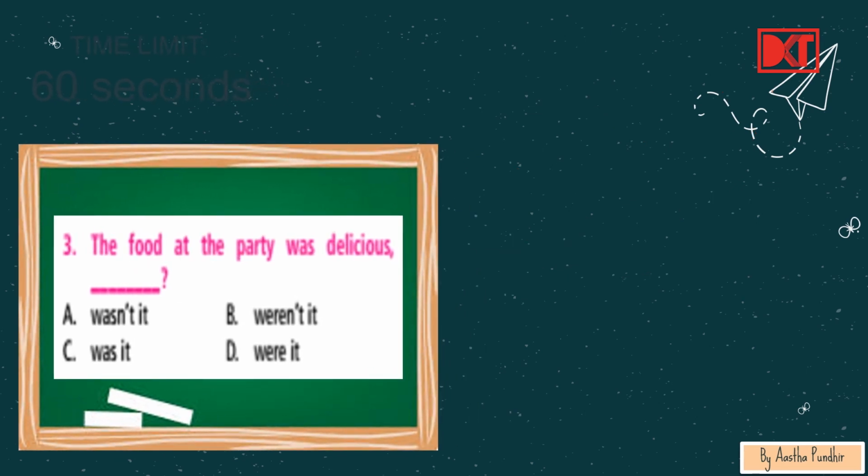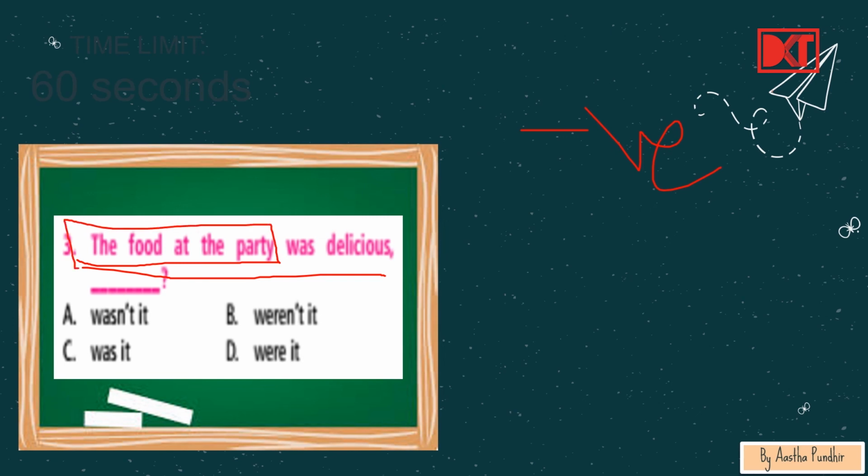Okay, here next, the food at the party was delicious, dash. So the statement is positive, the question tag has to be negative. The subject is what? The food at the party. This is what? Third person, singular, neutral, so we use it. And for the verb, the food at the party was delicious, was. So we use was, wasn't it. The correct answer is A. The food at the party was delicious, wasn't it?